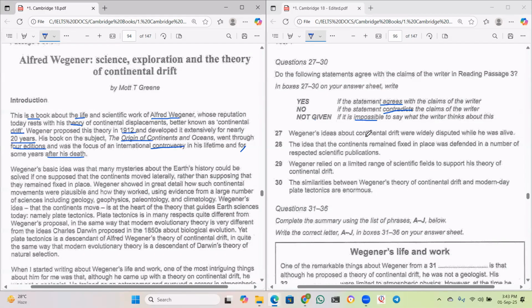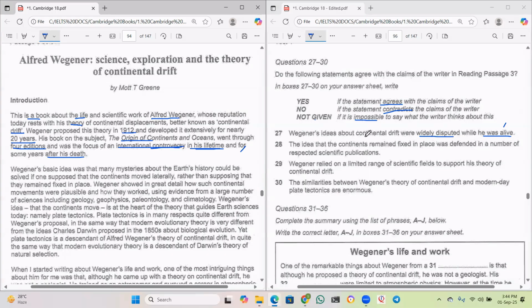Wegener's ideas about continental drift were widely disputed while he was alive. The question is whether the ideas were disputed while he was alive or not. Where did we read? In the last sentence: his book on the subject went through 4 editions and was the focus of international controversy in his lifetime. So in his lifetime, when he was alive, and for some years after his death also it was a controversy. What do you think, guys? Are these two sentences the same? They are the same, right?